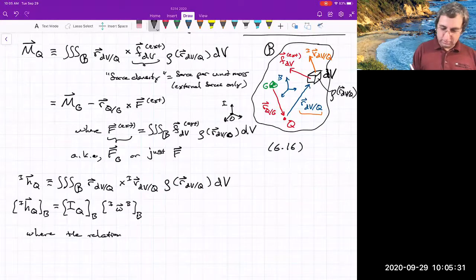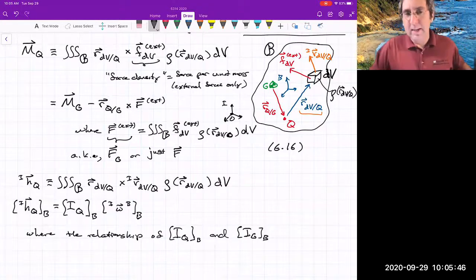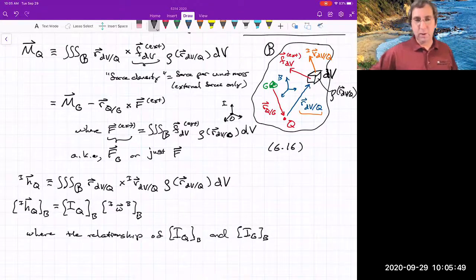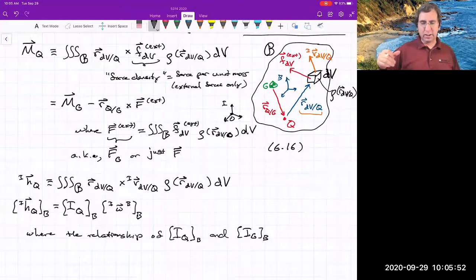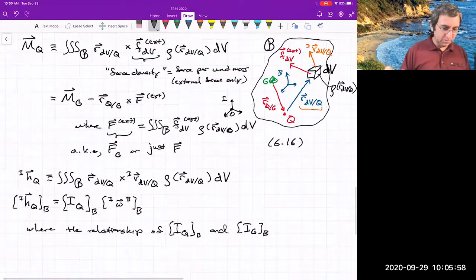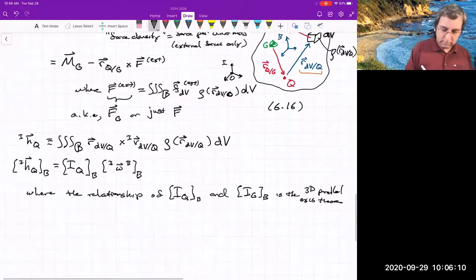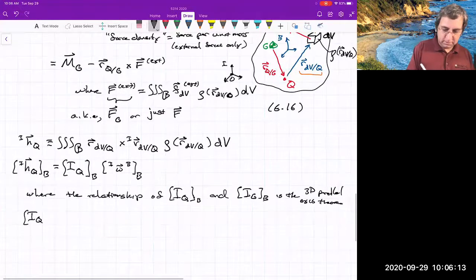If you want the relationship of the moment of inertia with respect to some arbitrary point and the moment of inertia with respect to the center of mass, like maybe this is some standard shape where you could look up in a table what the moment of inertia is, and it'll usually give it with respect to the center of mass. The relationship between these two is given by the 3D parallel axis theorem. So I'll just write this here for good measure.